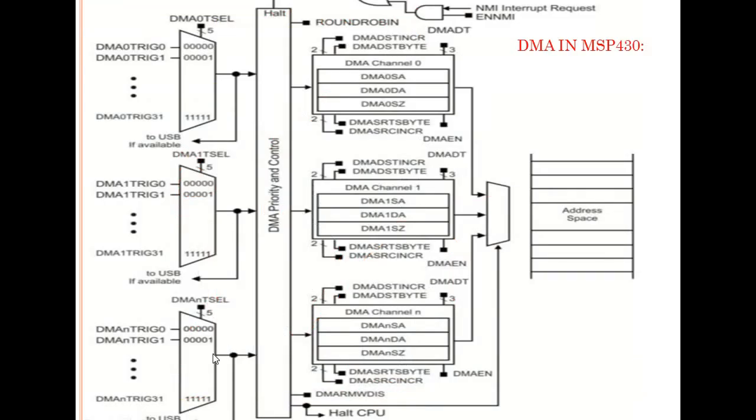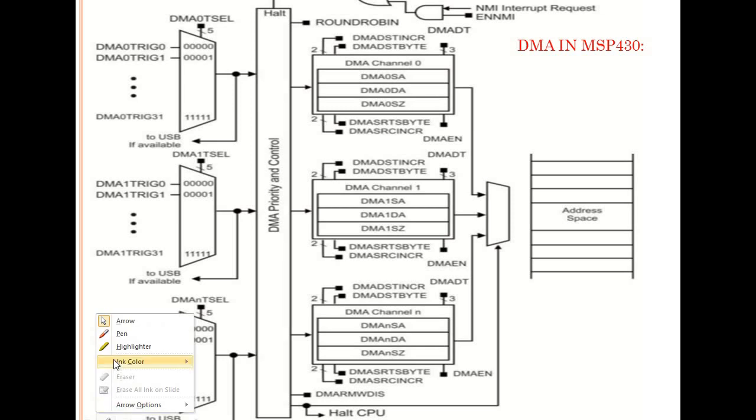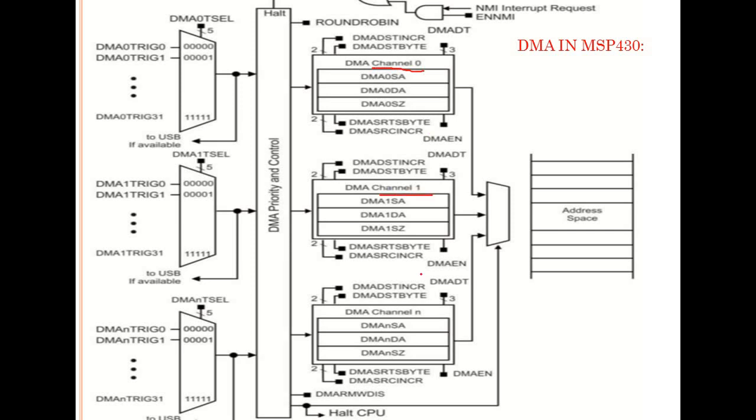Coming to DMA in MSP 430, a 3-channel DMA is present in MSP 430 5th generation microcontrollers, as we discussed in Unit 3. This is channel 1, this is channel 2, and this one is channel 3, represented with channel N. N means it may be 3, 4 or something, depending on the highest version in the block diagram. But coming to 5th generation controllers, MSP 430 5xx, it has a 3-channel DMA, that means DMA channel 0, channel 1 and channel 2.